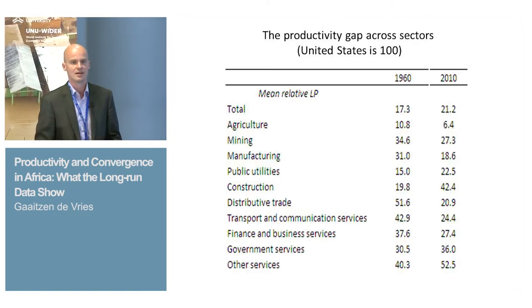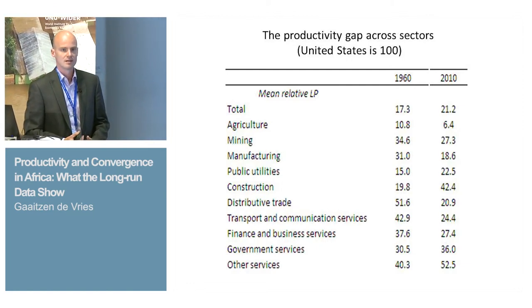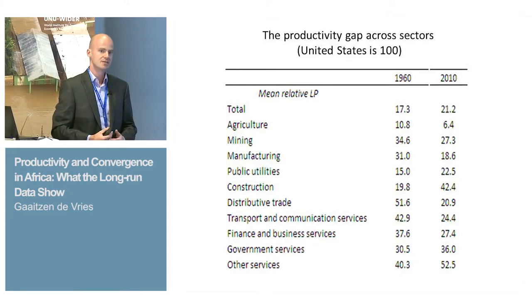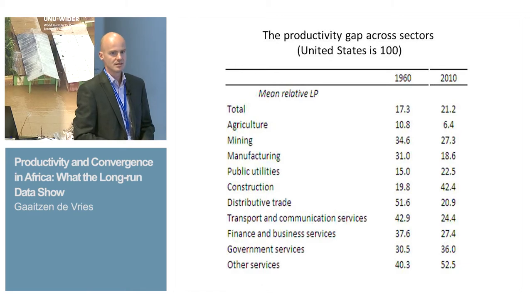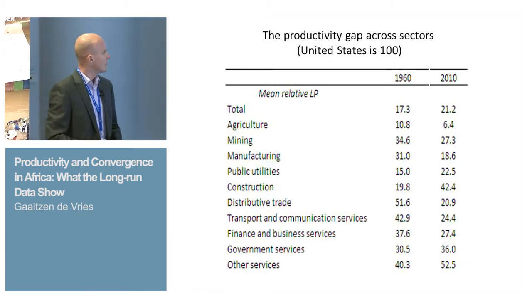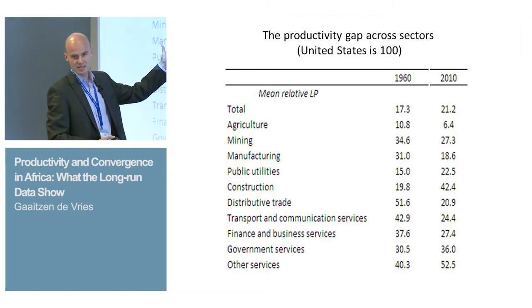Yes? Sorry, the U.S. is one in 1960, or do you find the U.S. is one in each year? The U.S. is the productivity leader throughout, in each year. You find the U.S. one in each year? Yes. Okay. Well, what about U.S. productivity growth? So this is the U.S., it is the frontier indeed.